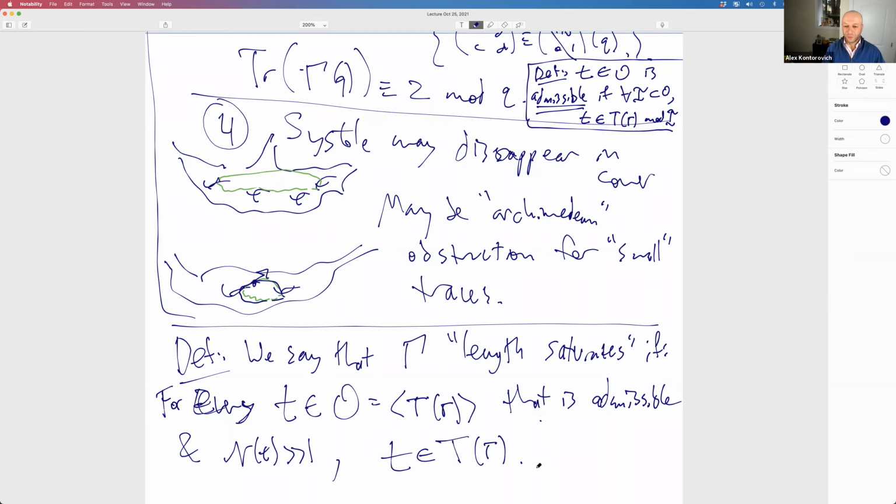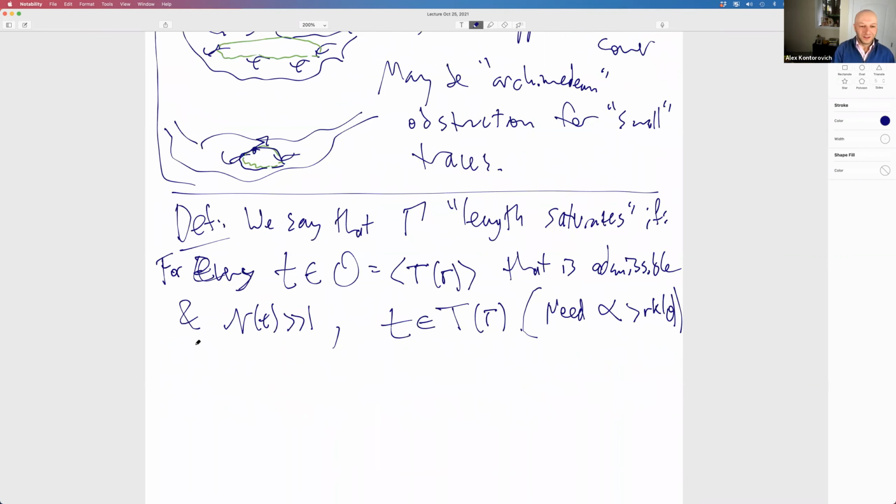Of course, to have any chance of this, just to remind you, we need that the growth exponent of gamma exceeds the rank of the order. That's a necessary condition for length saturation, and that may or may not hold.